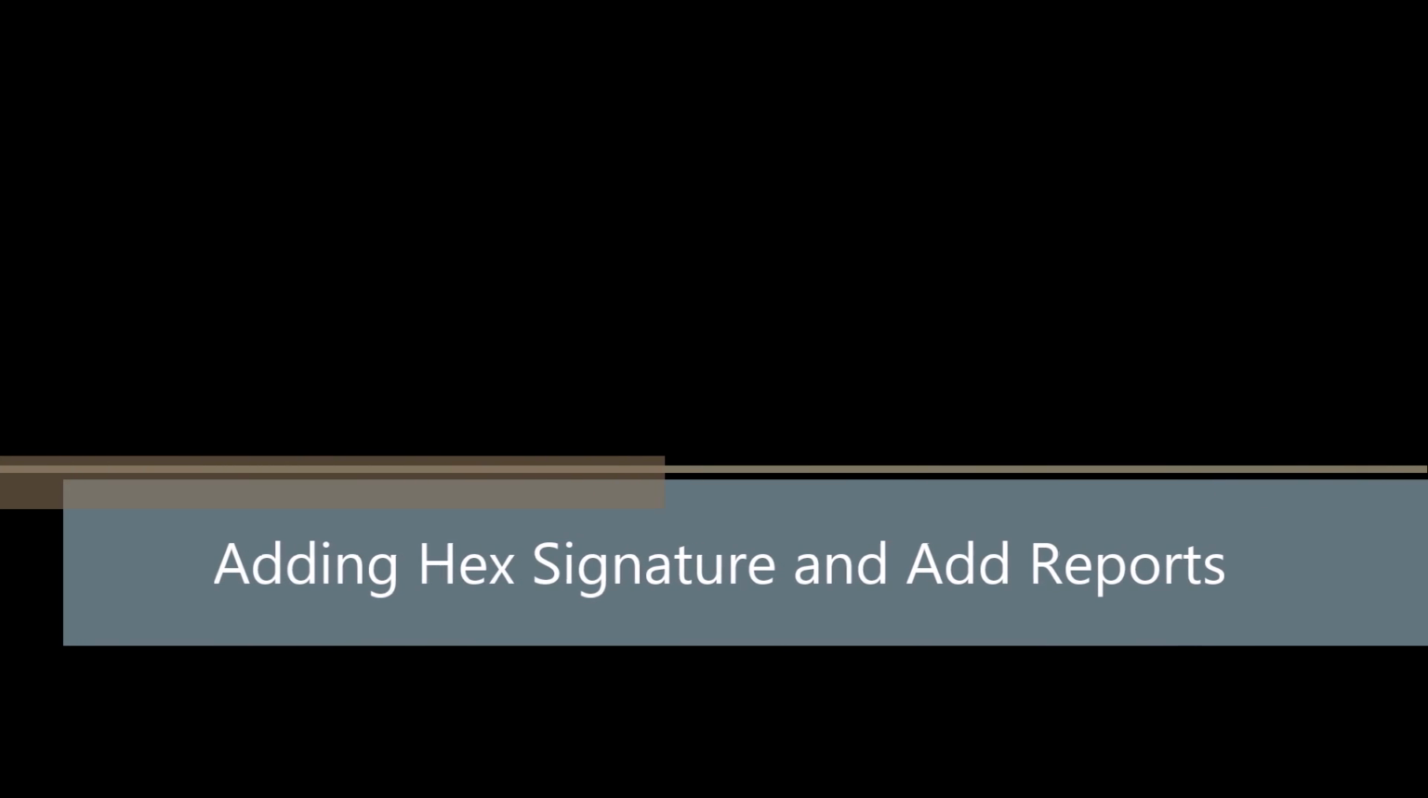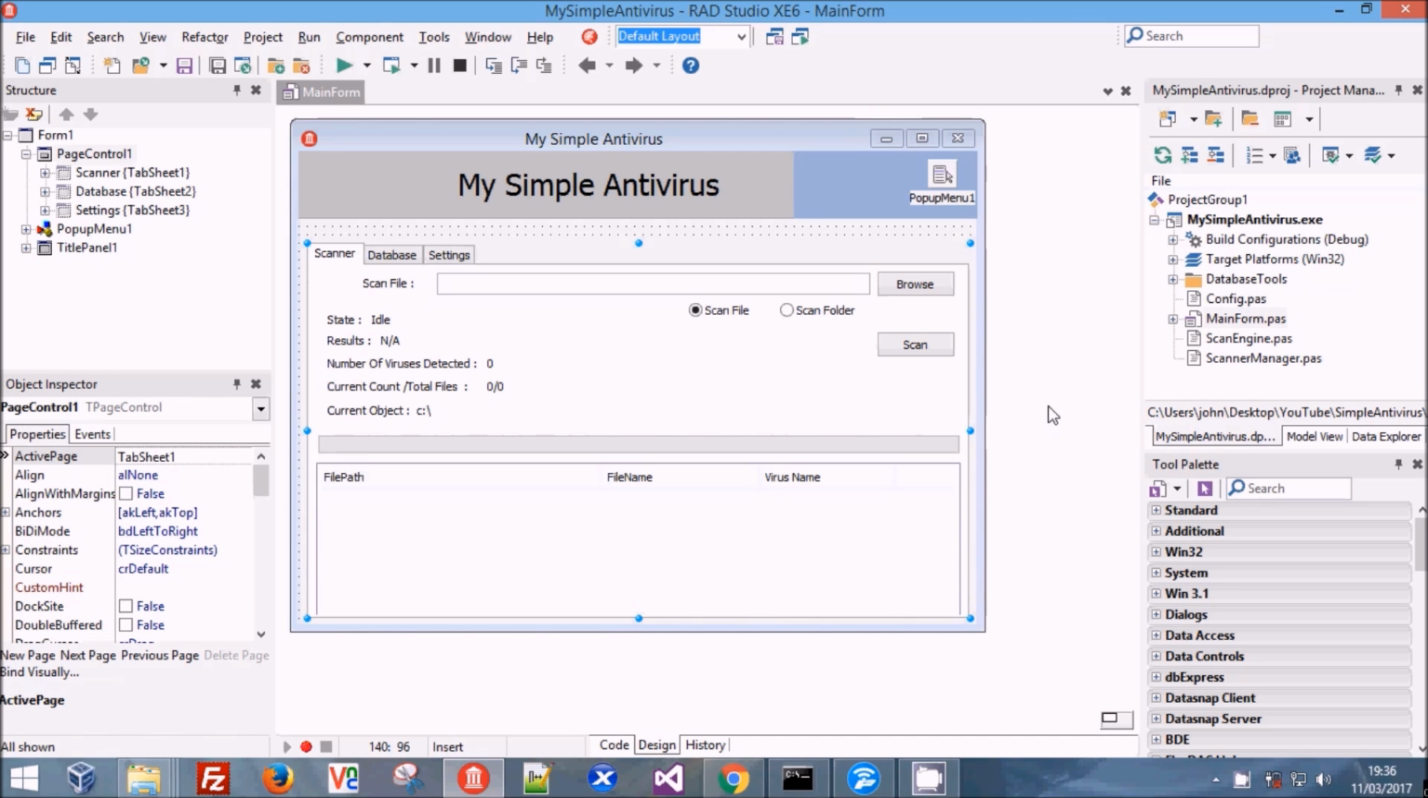Hey guys, in this episode we are going to be adding a hex anywhere. This will be used later on to generically detect pieces of malware based on URLs, strings, or other predetermined things that are the same from one copy of malware to another copy of malware. We'll also be adding reports, and that's it this week.